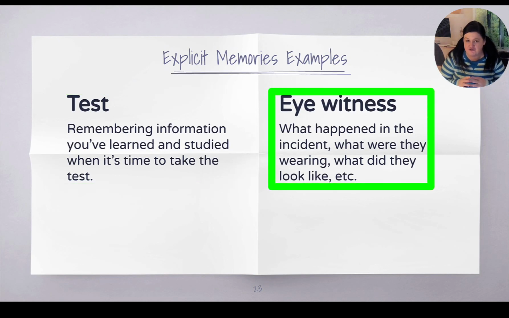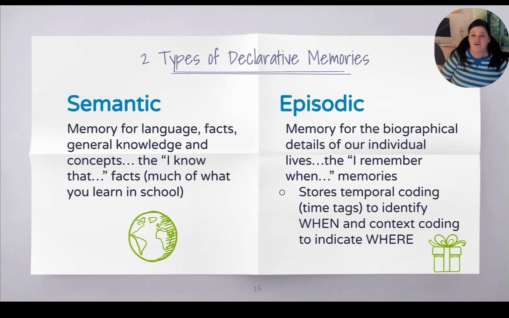When we're taking a test, you remember all the information that you study, and then the eyewitness accounts, okay? So some drama happened, and there's an incident, and somebody asks you to recall that incident. A declarative memory. There are two different types of declarative memories.